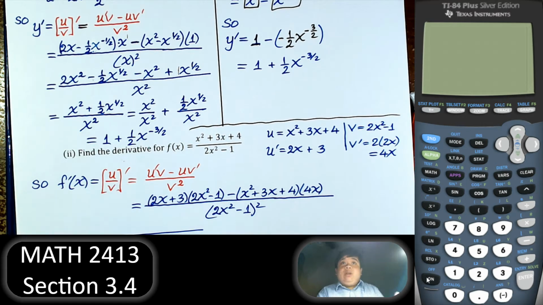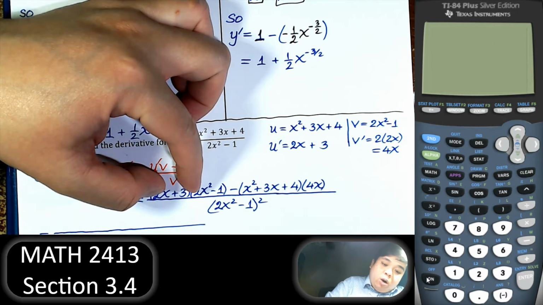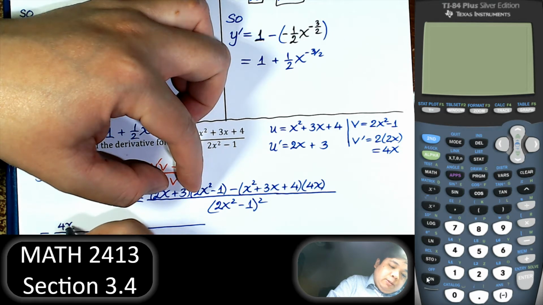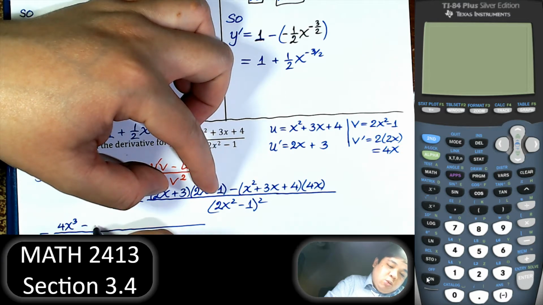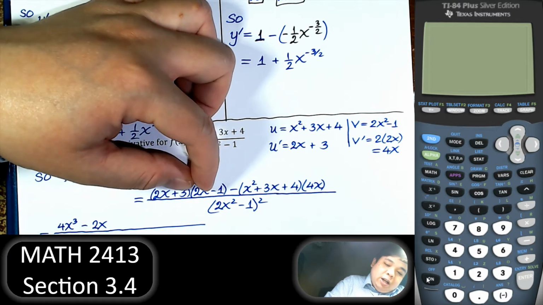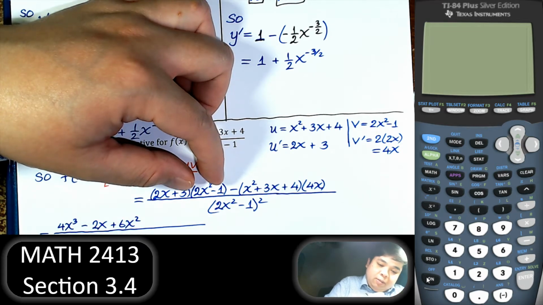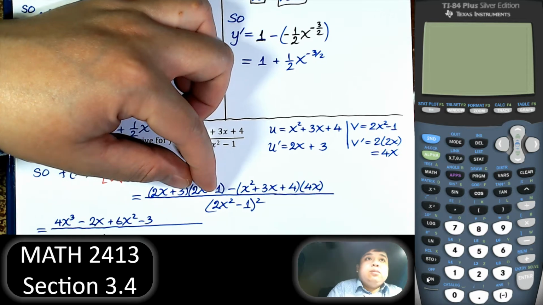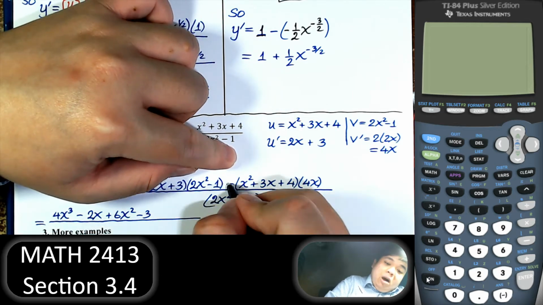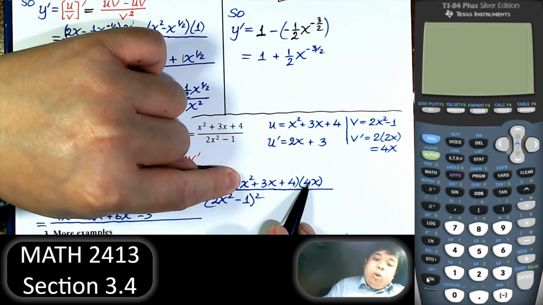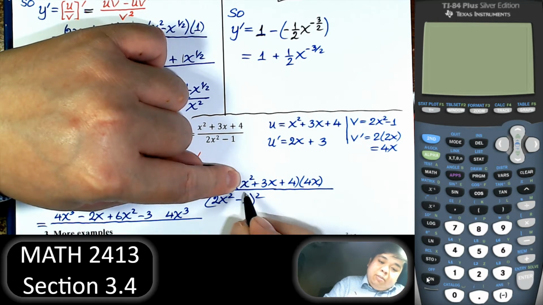Right, we'll multiply them out and we'll simplify. 2x times 2x squared will be 4x cubed. 2x times minus 1, minus 2x. 3 times 2x squared, that's 6x squared, minus 3. And then, like I said, be mindful with this negative sign. X squared times 4x, that's 4x cubed. But with the minus.